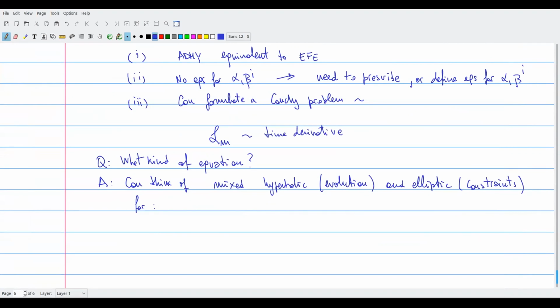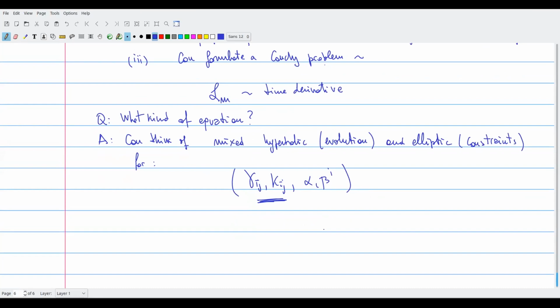So you can think of evolution plus constraint equations for what variables? Well, for what we said before: the metric, the extrinsic curvature, and alpha and beta i, where only these, of course, are specified, and these need to be prescribed algebraically or with equations. I want to continue here. So let's look a bit more in detail at these equations.